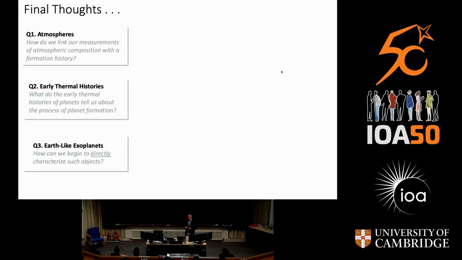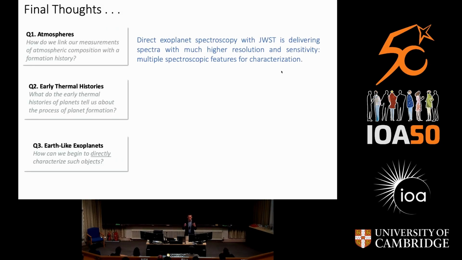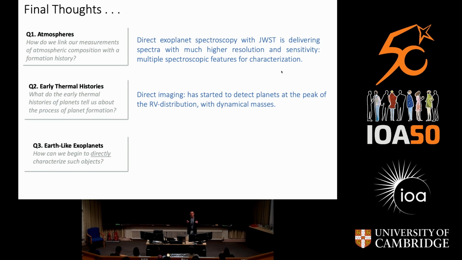So just some final thoughts to leave you with. We've talked about atmospheres and that JWST is really delivering much higher resolution and high sensitivity spectra. This will allow us to access multiple species in the atmosphere for detailed characterization. We also talked about that aspect of early thermal histories. I firmly believe that this is the most direct way that we can observationally constrain models of planet formation. If we look at the early thermal histories of these planets, provided we have dynamical masses, but now we can get those, and now we can get to the peak of where the planets are. For Earth-like planets, this may be a reality in the next few years with the ELT. So I'll leave it there and take any questions if there's time.